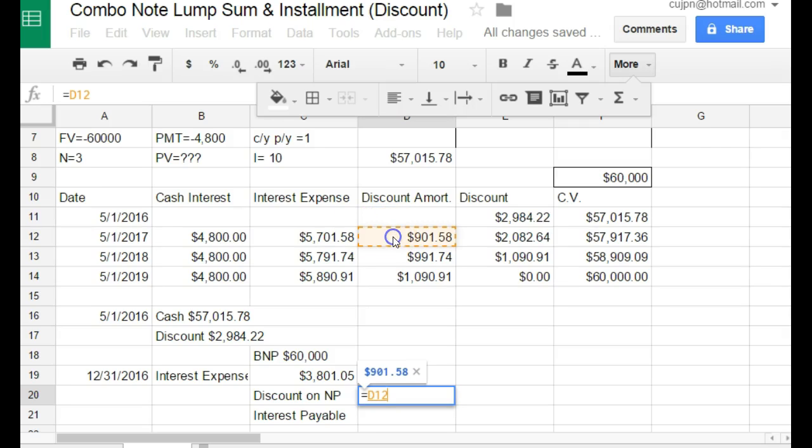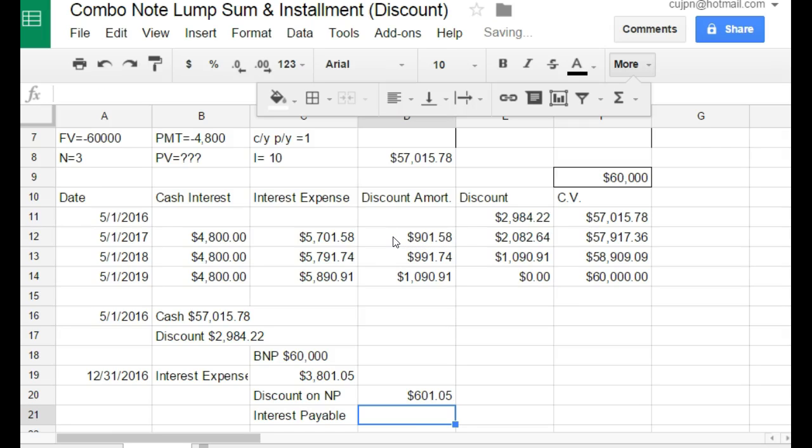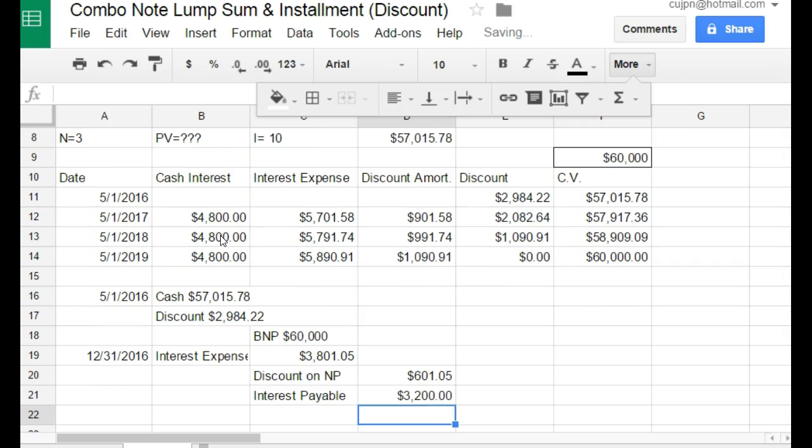There's the $3,801.05. Now to get the discount, I'm doing the same thing. I'm taking this and multiplying it by 2/3, and I get the 601. And then the interest payable, I'm doing the same thing, taking 2/3 of the 4,800. So there we go. We have a balanced entry: the interest expense debit, 3,801.05, the discount, and the payable.